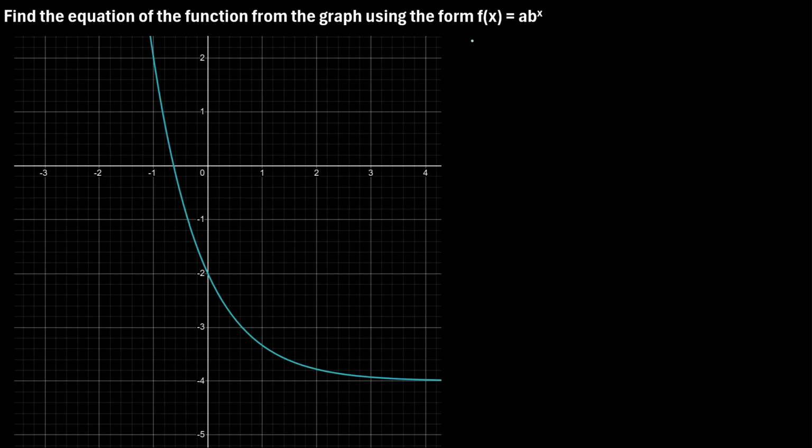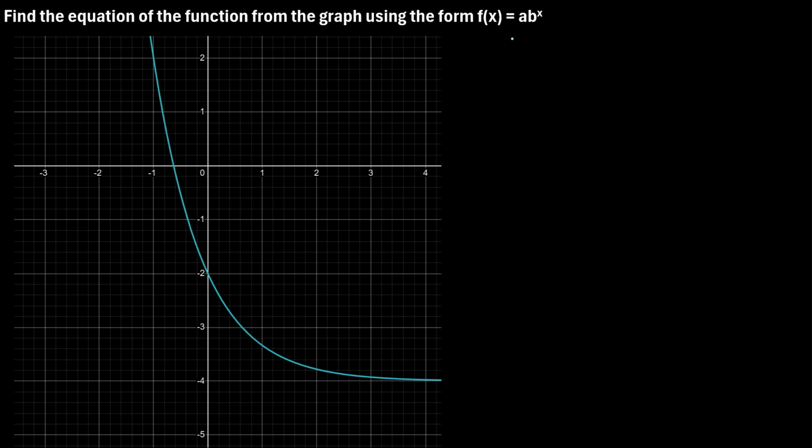This question says, find the equation of the function from the graph using the form f of x equals a times b to the power of x. So this form right here represents an exponential function. So this graph is an exponential function. We're just trying to figure out what is the equation of the function.